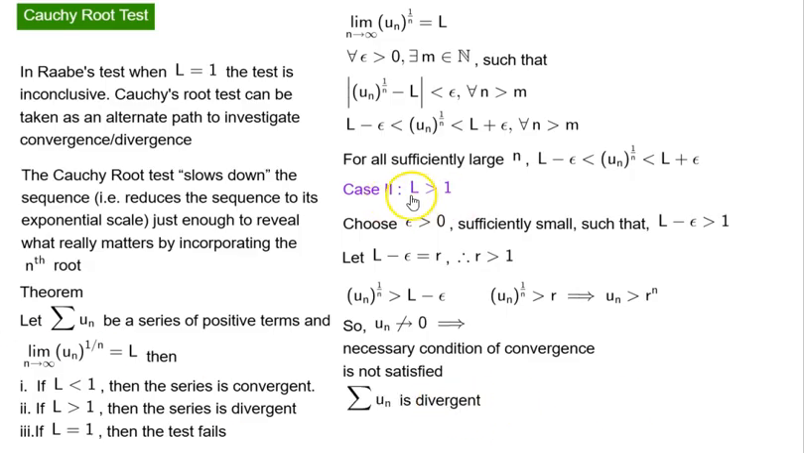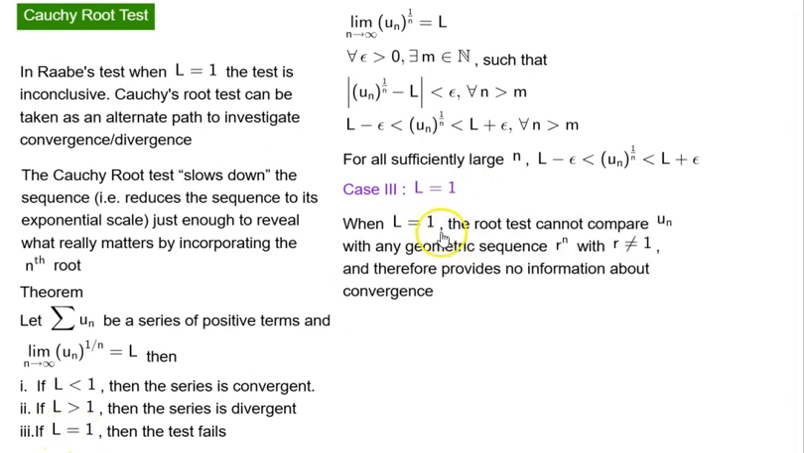Now, the third case, when L equal to 1. Now, when L equal to 1, the root test cannot compare U sub n with any geometric sequence R to the power of n with R not equal to 1, and therefore provides no information about convergence. So, Cauchy's test is inconclusive when L is equal to 1.